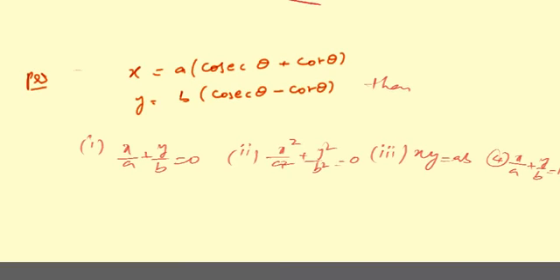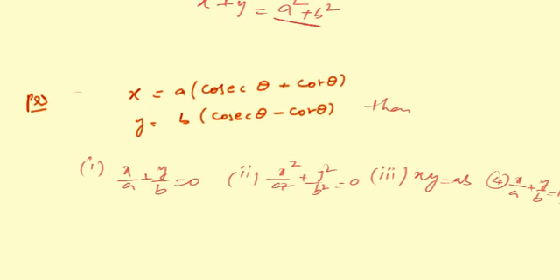In the same way, try to find out the values when x is equal to a cosecant theta plus cot theta, and y is equal to b cosecant theta minus cot theta. As I said, if you go for 0 degrees, cosecant 0 will become infinity. You can't go for that value. If you go for 90 degrees, cosecant 90 will become 1, and cot 90 is 0. So x is equal to a into cosecant 90, which is 1, plus cot 90, which is 0, so that is a into 1 plus 0, nothing but a. So x is equal to a.